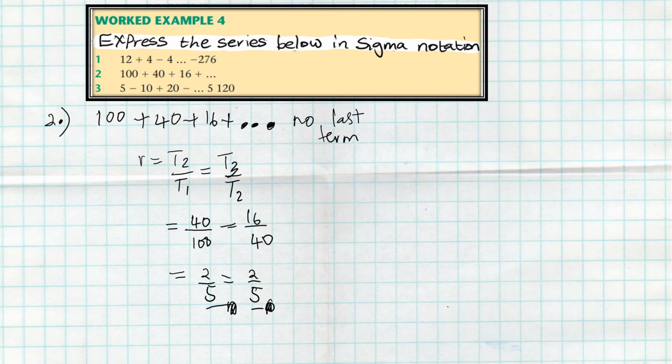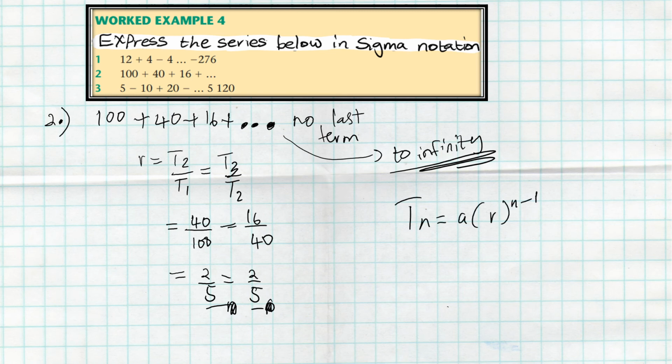So it's being added to infinity. It means that we can't determine the number of terms here because there's no last term. So this will be sum to infinity. Don't forget, sum to infinity is also for a geometric series where there's no last term. So we can calculate Tn equals a times r exponent n minus 1. Our a is our first term, which is 100. Our r is 2 over 5, exponent n minus 1.